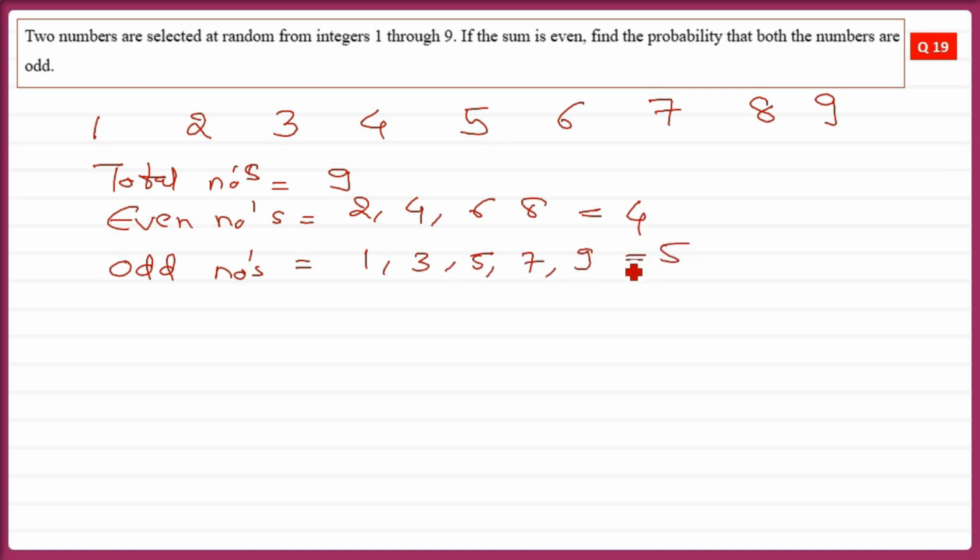These are the odd numbers. And how many numbers are there? 5. Now coming to the question. Find the probability that both the numbers are odd.